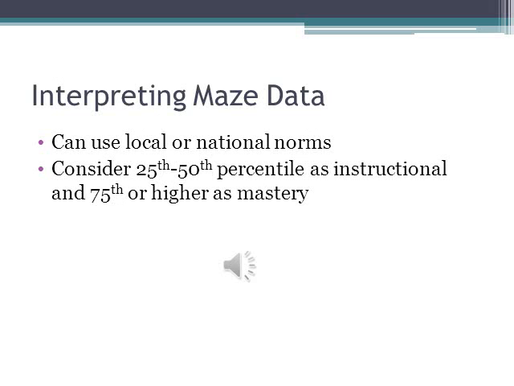Just like for oral reading fluency, when interpreting Maze data, we can look to local norms or national norms to see how a student is faring in comparison to same age or same grade peers. And we look to between the 25th to 50th percentile to be an indicator of the instructional level. And if they're performing at the 75th percentile or higher, then they've really mastered.